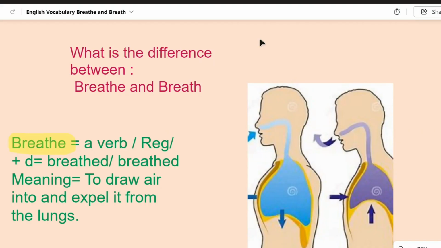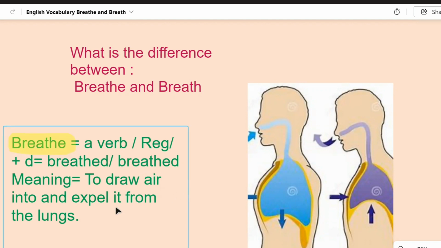Welcome back. As for breathe, listen well to the word breathe. Long E vowel, and the TH as in 'the'. Breathe. This is the verb. It is a regular verb with a final E, so it adds only D for the second and third form. Breathe, breathed, breathed.